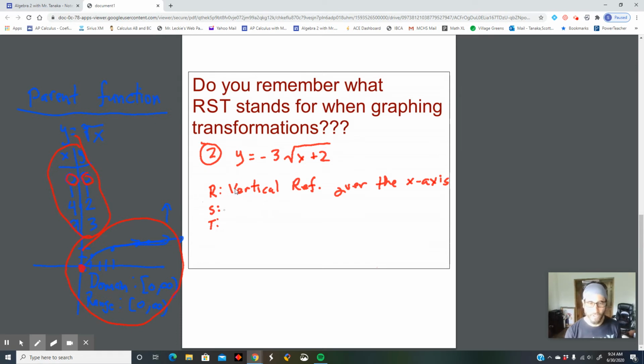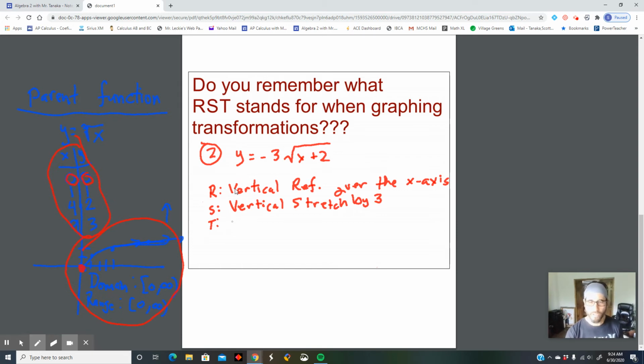There definitely is a vertical stretch. Why? Because there's a number on the outside. It's 3 times. So that'd be a vertical stretch. And remember, if that number is still bigger than 1, because we have already taken care of the negative sign. So if you want to think of absolute value, go ahead and think of absolute value. But we would say it's a vertical stretch by 3. Stretch because 3 is bigger. Then remember, it's just that number. The negative we already took care of with the vertical reflection.